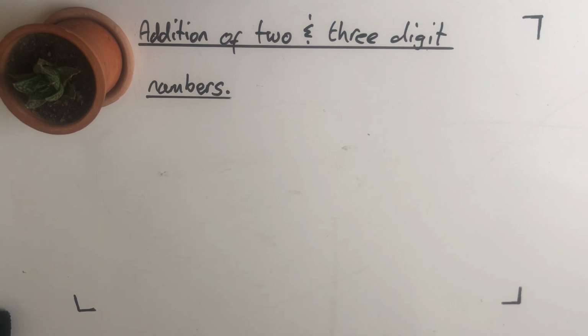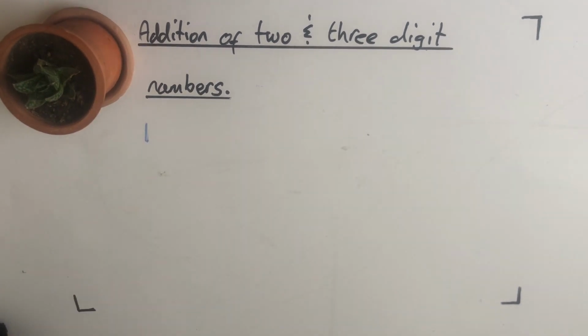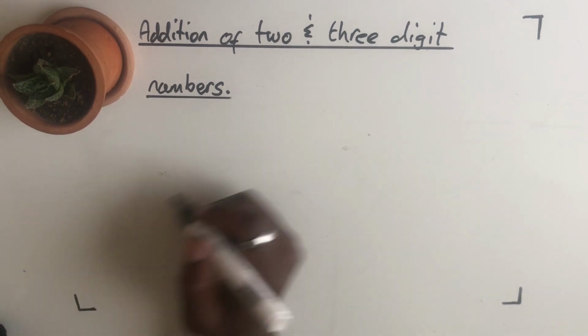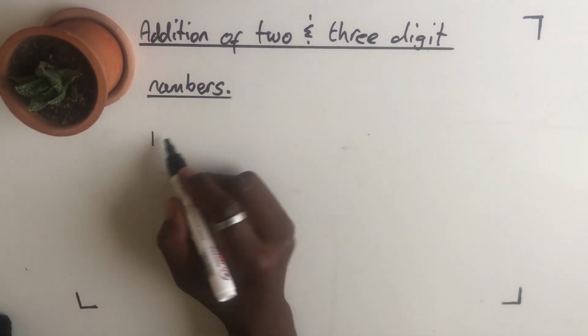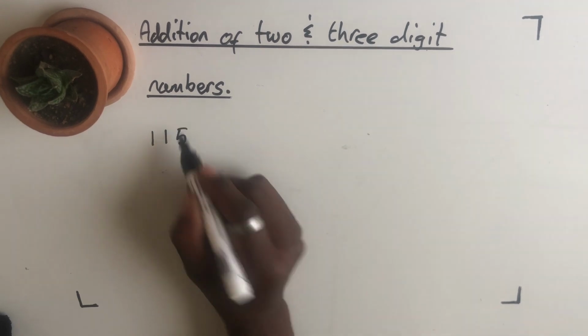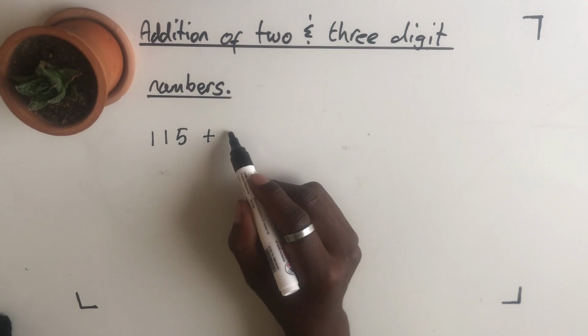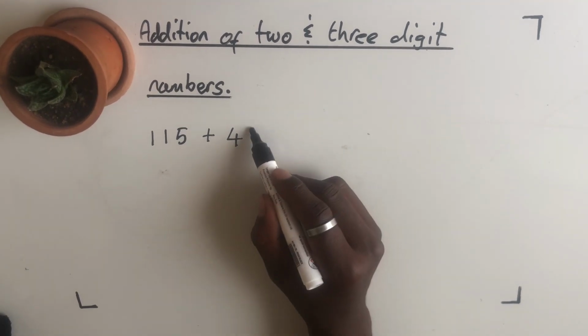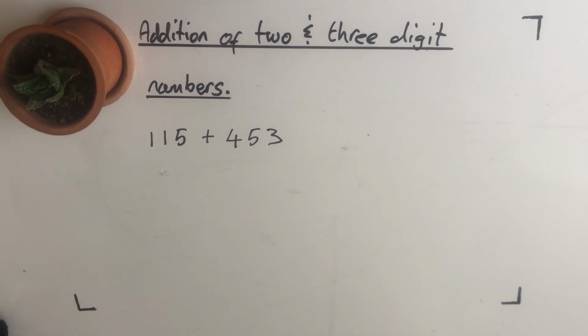So the first number we're going to look at is, let's say we have, sorry, don't think that's visible, but the first number we have is 115 plus 453, okay? The steps haven't changed. We do the same thing.